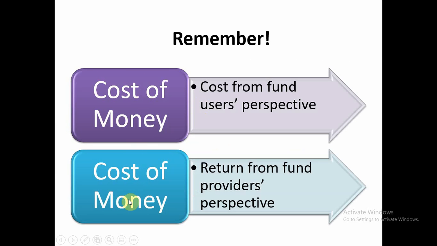So cost of money. There are two parties involved in the transaction. One is the lender, the other one is the borrower. From the fund user's perspective, it will be the cost for the borrower, but it will be the return for the lender. So we can use the term cost of money for both parties, but it is the return for the lender, and for the borrower it is the cost of money.